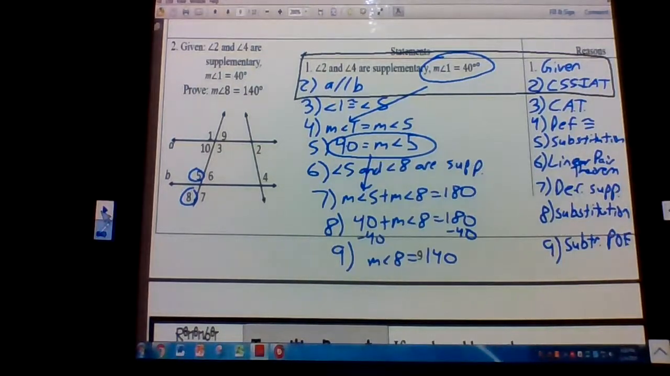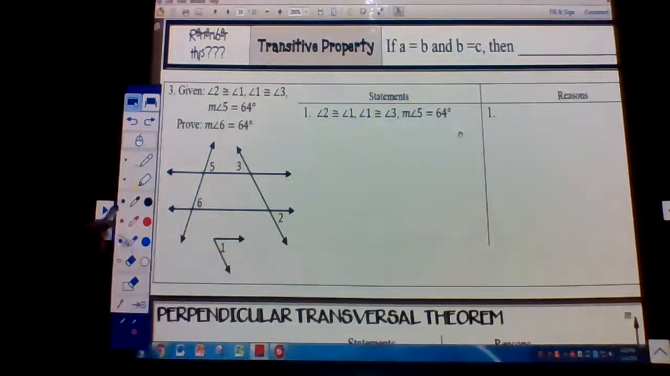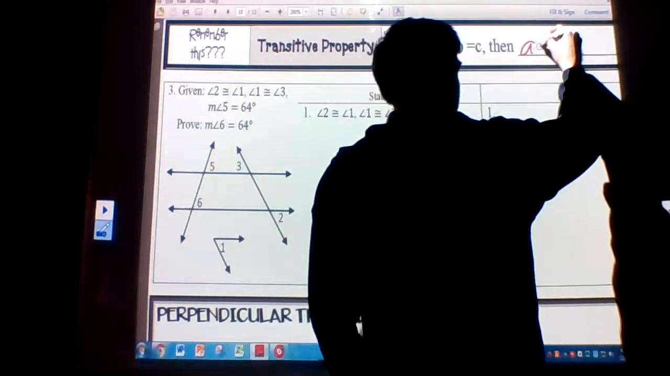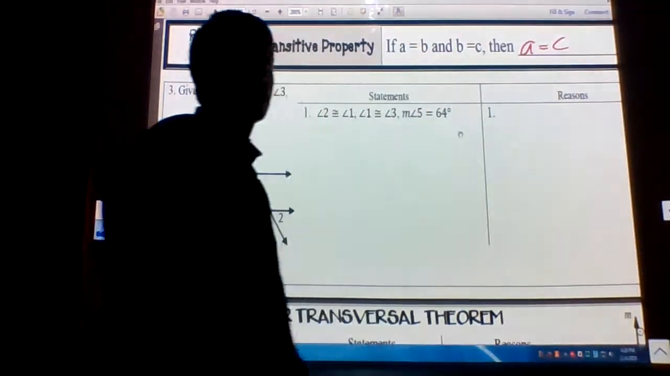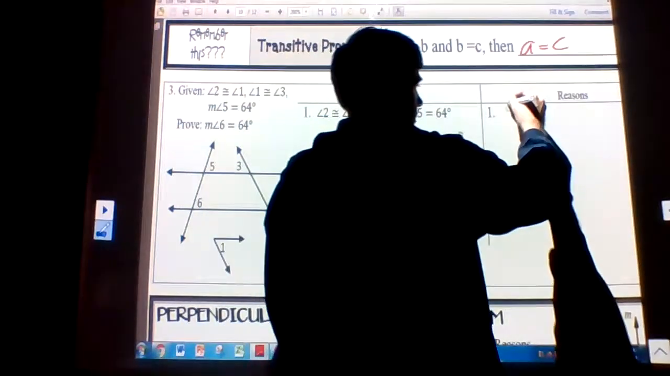And look at what's next. So we've already used the transitive property, so let's go ahead and do this proof. We know the transitive property says if A equals B and B equals C, then A equals C. And we did that for angles or congruent statements as well. If A is congruent to B and B is congruent to C, then A is congruent to C as well. Or if angle A is congruent to angle B and angle B is congruent to angle C, then angle A is congruent to angle C. Okay, if two things equal the same thing, they equal each other.